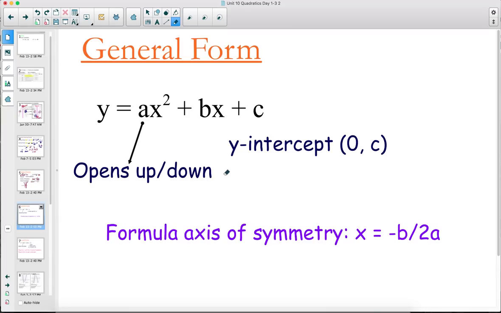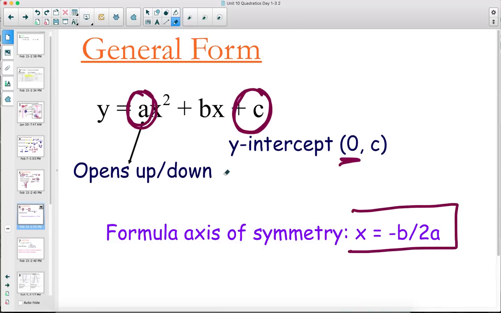Then we have general form. Remember, the only thing we can find from general form is that c is the y-intercept. The x-coordinate is 0 because it is the y-intercept. And then again, just like all the equations, you look at that leading coefficient, the number in front, and it tells you whether it opens up or down.